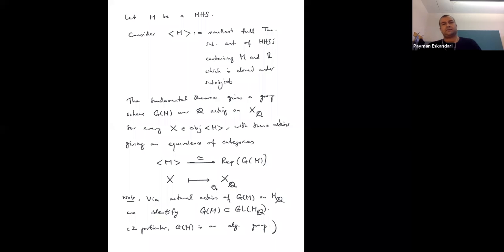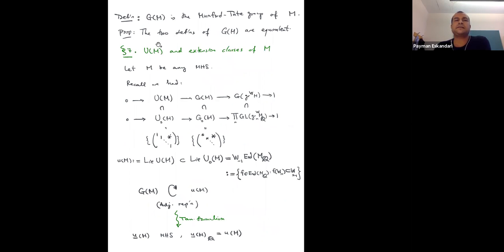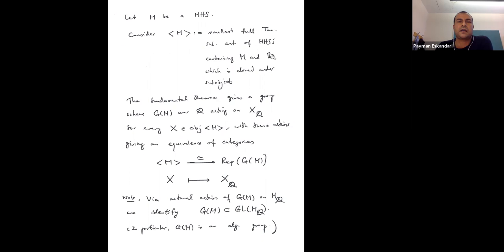And so this G_M, well, the new definition is that this group, we call it the Mumford-Tate group. And the theorem, the claim, is that the two definitions of the Mumford-Tate group that we've given are actually equivalent to each other.